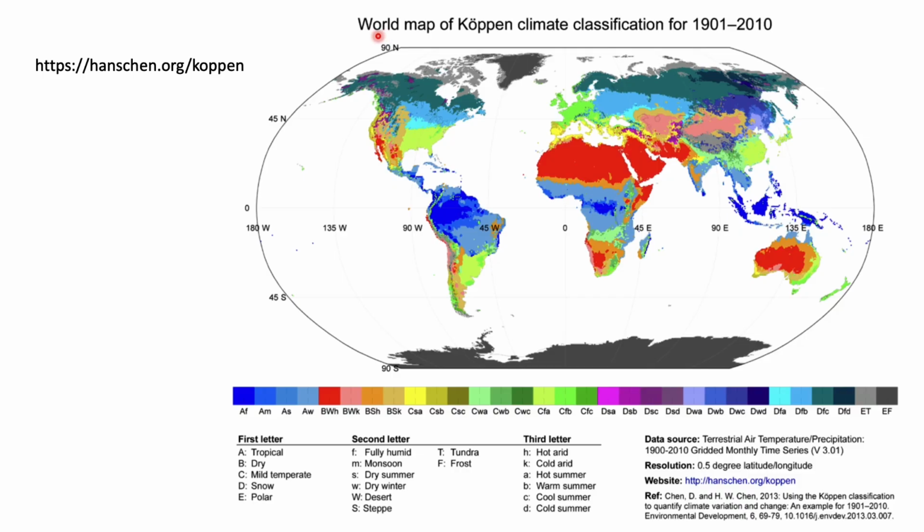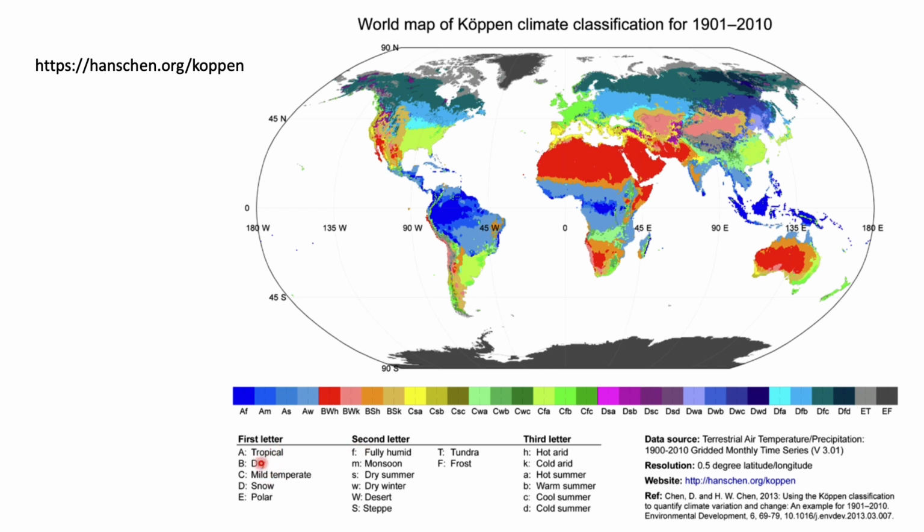Now we will look at an important aspect which is called the climate classification. The world map of Köppen climate classification for 1901 to 2010 is given in this image. There are various ways by which the entire climate of the globe is classified. There are a few letters which are used to describe the Köppen climate classification.